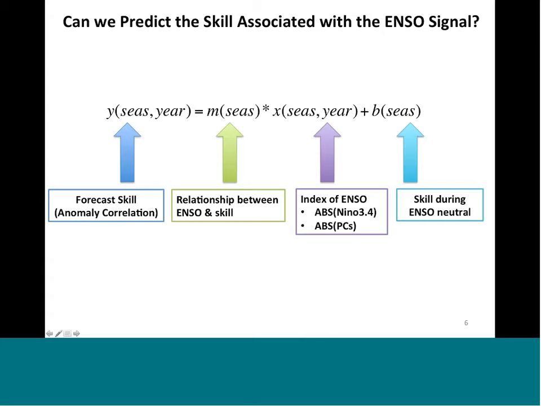So what we want to know is, can we predict the skill associated with an ENSO signal? We're going to do that with a simple linear regression model, where we try to forecast the forecast skill, in terms of anomaly correlation, as a function of season and year. We do that with an index of ENSO, and I'll show a couple of different indices: one being the absolute value of Niño 3.4, and the other being the absolute value of some principal components from tropical Pacific SSTs.